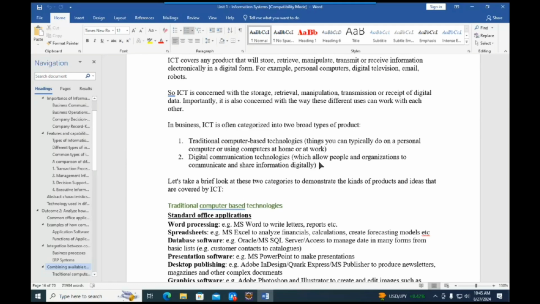Number two is the digital communication technologies, which really allow people and organizations to communicate and share information digitally. So these are the two broad types of products in ICT. One, traditional computer-based, that deals with the typical use of personal computers, either in your office or at home. Then you have the digital communication technologies that are actually allowing people and organizations to communicate and share information digitally.